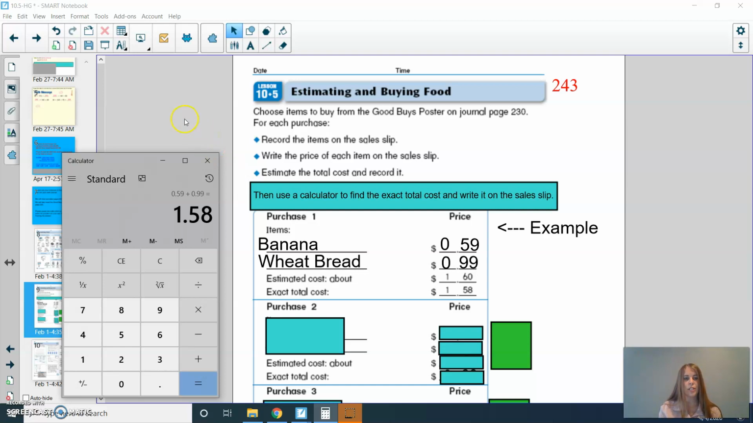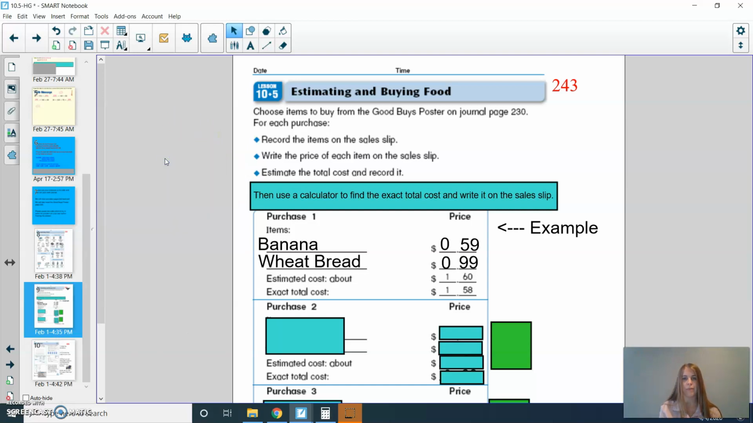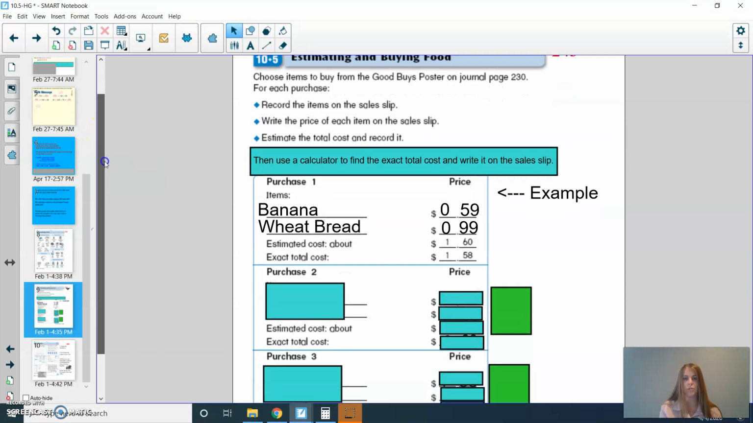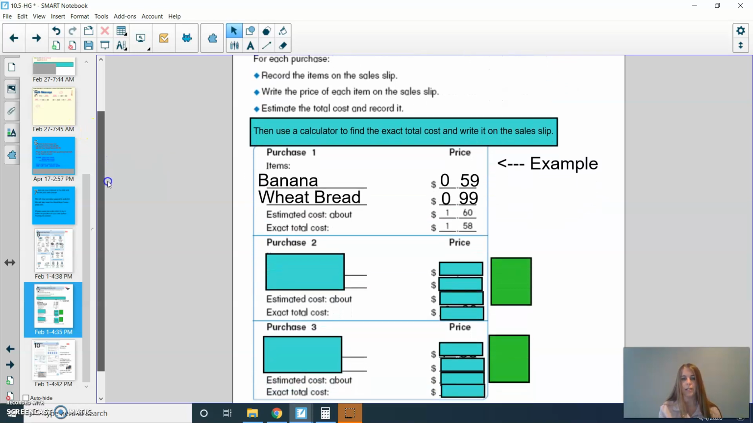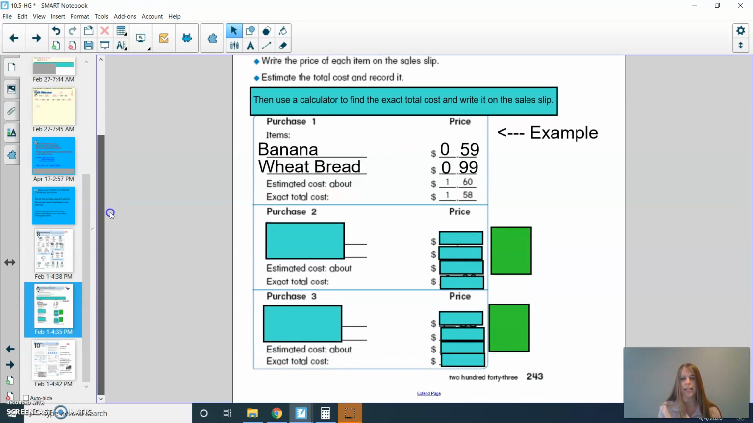Now, boys and girls, you can choose whichever items you would like from the Goodbyes poster on page 230. If you want your page to look like mine, to see if you have the same prices and the same amounts, then take a look to see what I purchased. If you want to have it look different, then press pause, fill out yours, and then play to hear my answer.